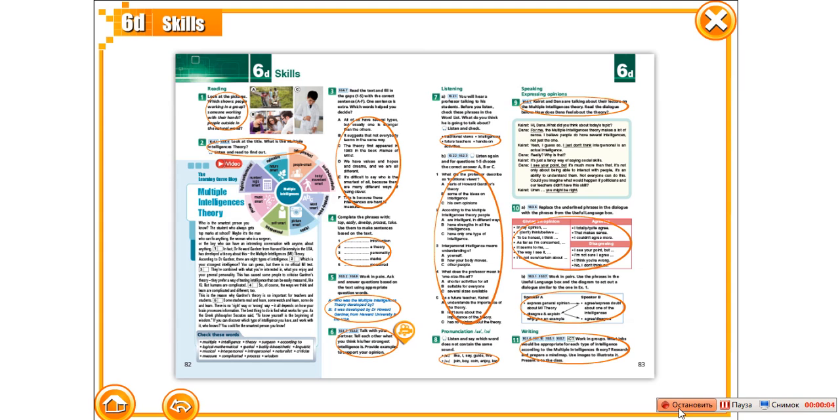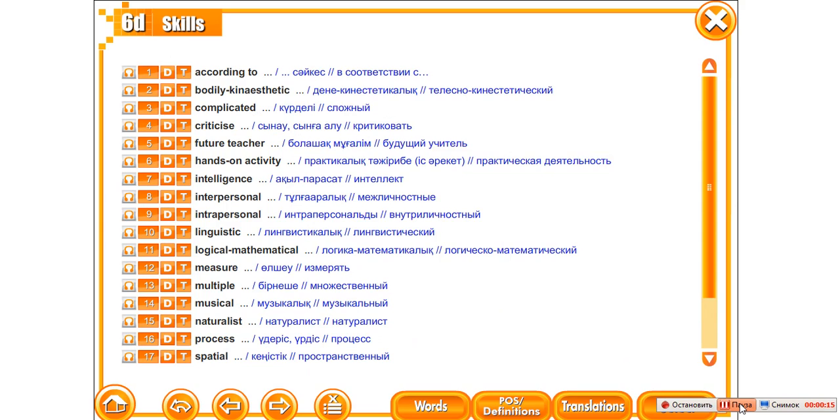I'd like you to open your students' books at the 82nd page and first of all look at the new words and rewrite them in your vocabularies, and don't forget to learn them by heart. As usual, let's repeat them all together.